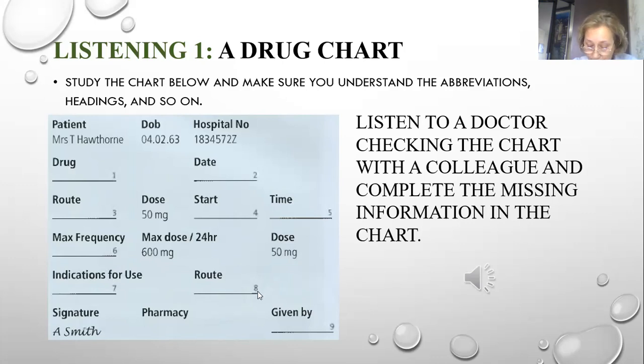Route is for administration, how to take. Okay. Then there is given by. What should we write here? Doctor's name. Yes. Okay, and the signature, as you see. Now we are going to listen to a doctor checking the chart with a colleague, and we should complete the missing information in the chart, just as it said in this conversation. So you should make notes, and you should tell me if you're here or not.